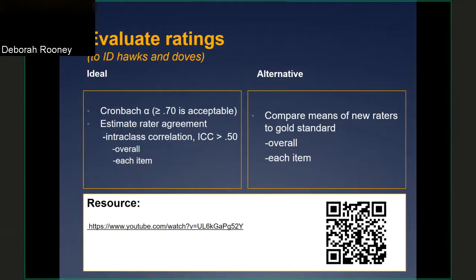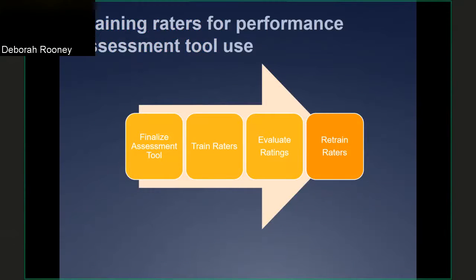It's something to consider. Now, in the event that we may not be statistically savvy or you need to do something quite quickly, simply comparing the means of the new raters to the gold standard, again for overall or each item, is something that you can look at and get that information quite quickly. If you'd like to learn more about the process for using intraclass correlation, there's this resource below from Dr. Todd Grand. It's on YouTube, and you can access that via the QR code below. Just scan that with your phone.